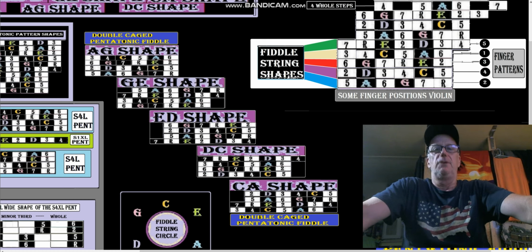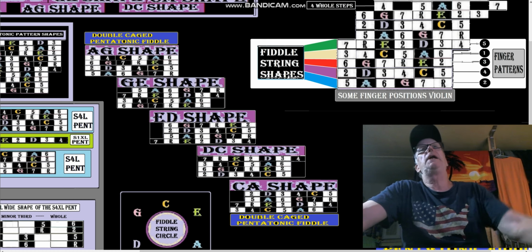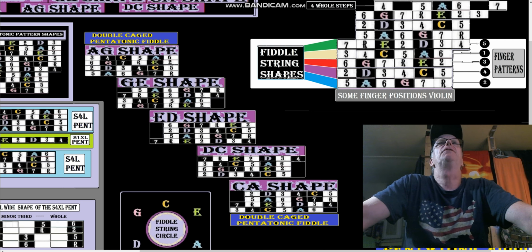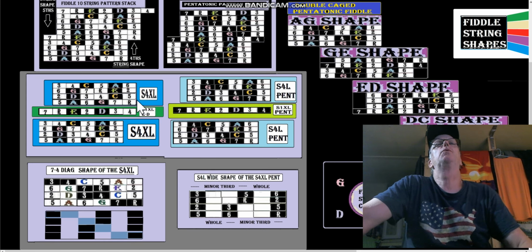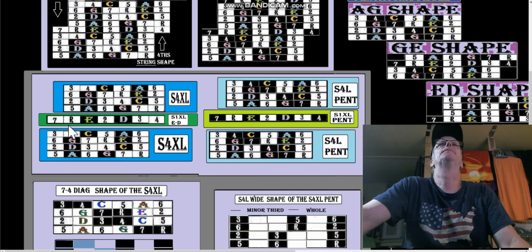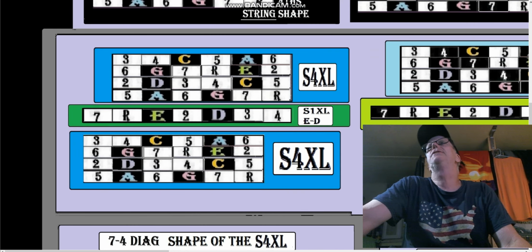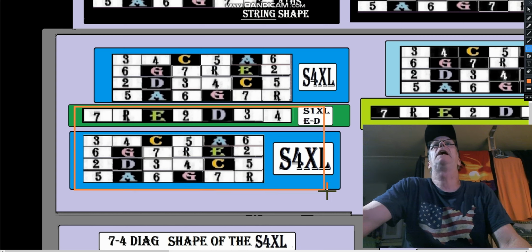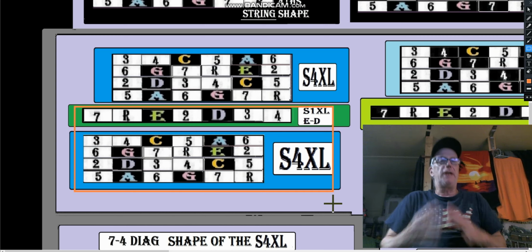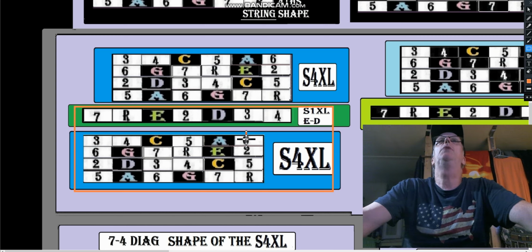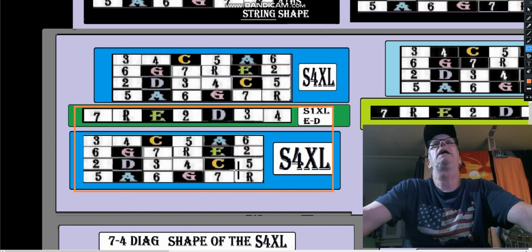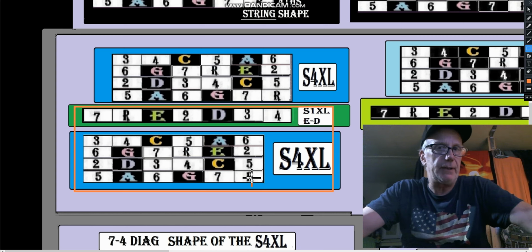Alright, so one thing we know about the fiddle now is that there's a 5-string pattern, 5 strings worth of pattern right here. Okay, so I'm going to circle them out. This is the 5-string pattern. We only have 4 strings on a fiddle. So at any one point, it's like musical chairs, one of these string patterns is not going to be there.